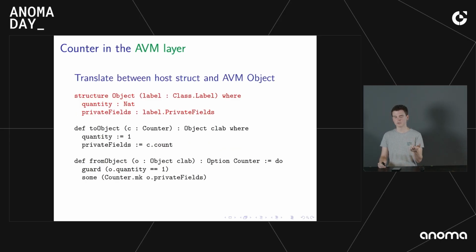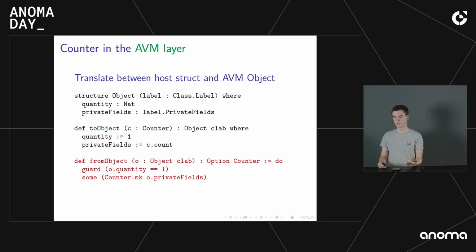And then finally, we need to translate between the AVM layer and the host language layer. So we have this generic object definition here, which just has the quantity and the private fields. And in our case, the private fields are just a natural number because we set that in the label. And then we can translate from the counter struct to the object by simply setting the quantity to 1 always, and then we set the private fields to the count of the counter.